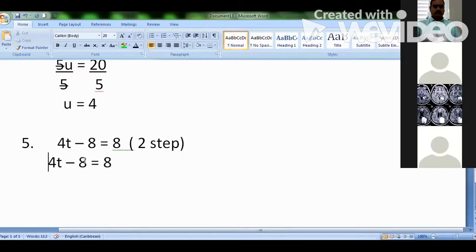So, how do I get rid of negative 8? Plus 8, by adding 8 to the left. And if I add 8 to the left, I must add it to the right. Not true? Let me highlight it so that you can see when you're going over your notes.